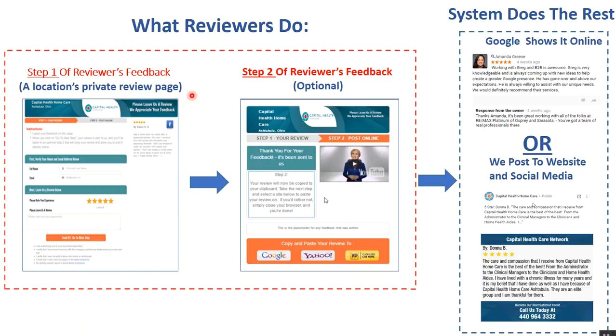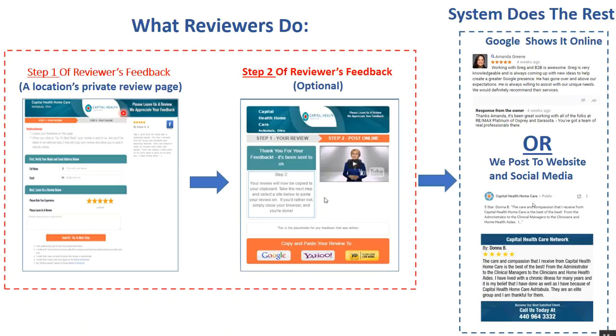It's called a feedback page or a private review page. And this is step one of a two-step process, the second step of which is optional. So we'll talk about how that fits in just a minute. But both steps are very simple. So when they land here, the first thing they see is a short set of instructions.